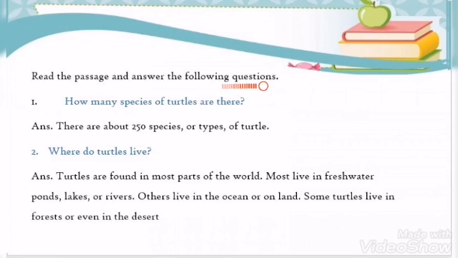And our question is, how many species of turtles are there? If you look in the beginning of the passage, our key words are "how many species". So the answer which is given there is, there are about 250 species or types of turtle.